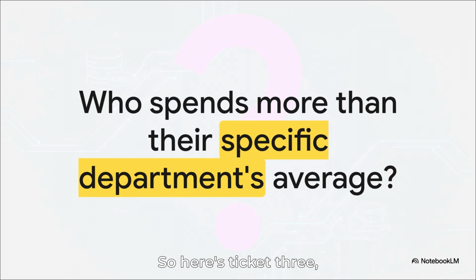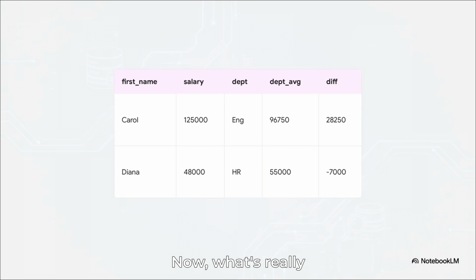So here's ticket 3, and it's a perfect use case for this. We need to find users who spend more than the average of their specific department, not the whole company. See, unlike ticket 1 where we just wanted the static global average, here the average is a moving target. We need a relative row-by-row comparison. We have to look at an employee, figure out their department, calculate the average for just that department, and then do the comparison.